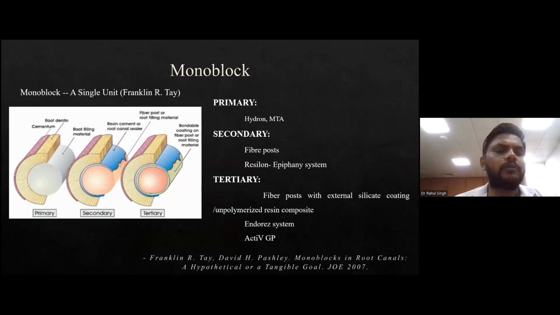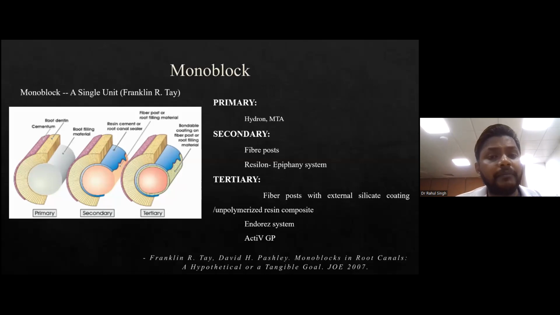So these are the monoblocks that I was talking about. Monoblock is nothing but a single unit. As you can see, it is of 3 types: primary monoblock, secondary monoblock, or tertiary monoblock. Primary is nothing but Hydron or MTA. That means we are not putting any layer, any root canal sealer on the walls. We are just injecting the material. Hydron is the primary monoblock, and it's also the first generation methacrylate resin sealer. And for MTA also, we are not putting any sealer on the walls. So there is a direct contact between the material and the wall. So it is a primary monoblock.